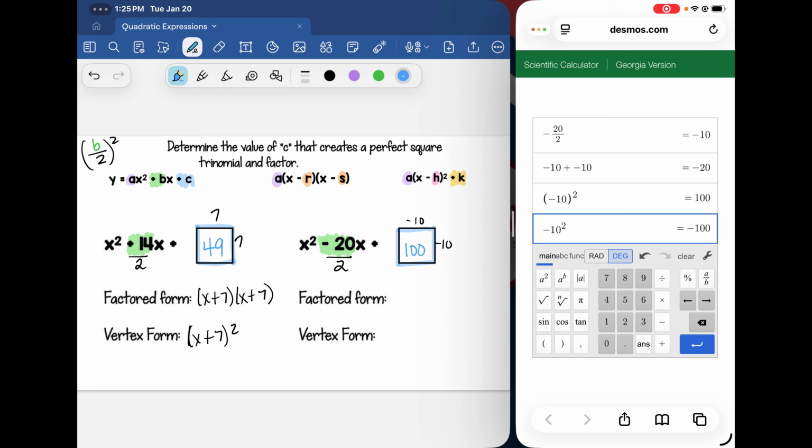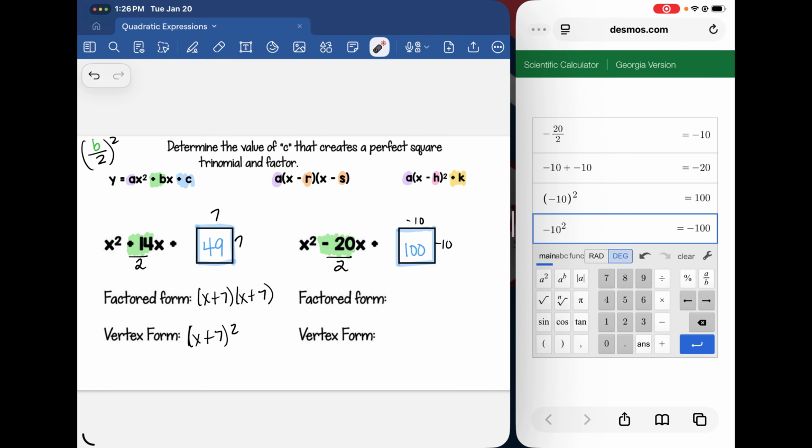All right, what would your factored form be? Because it's an x squared and I have two negative 10s. So you should say x minus 10 times x minus 10, giving me that factored form. But what about my vertex form? Because it's two parentheses to say the same thing. X minus 10 squared.